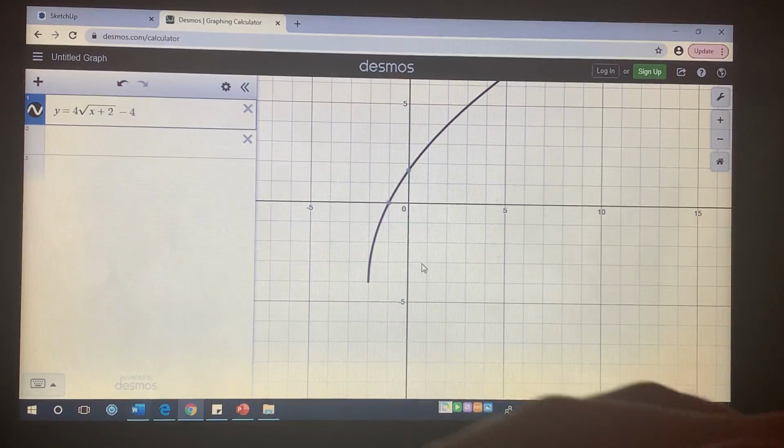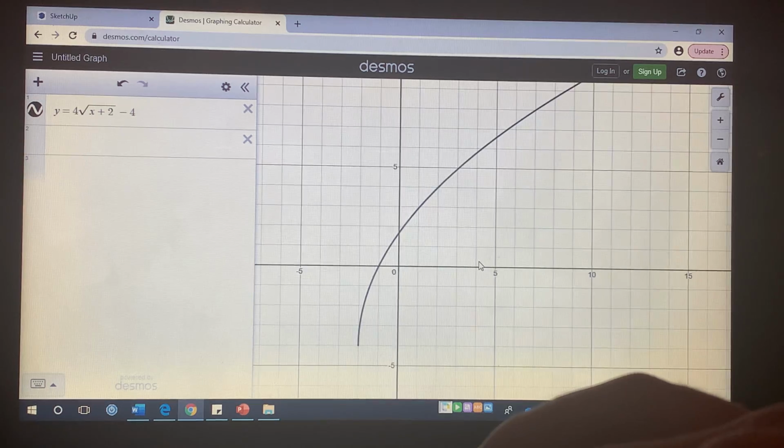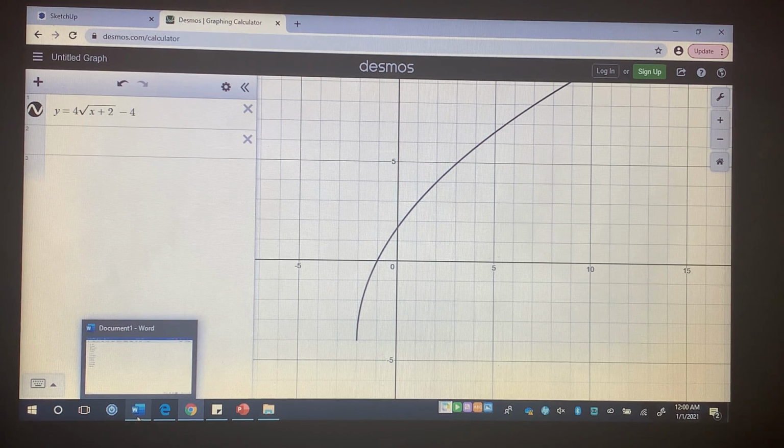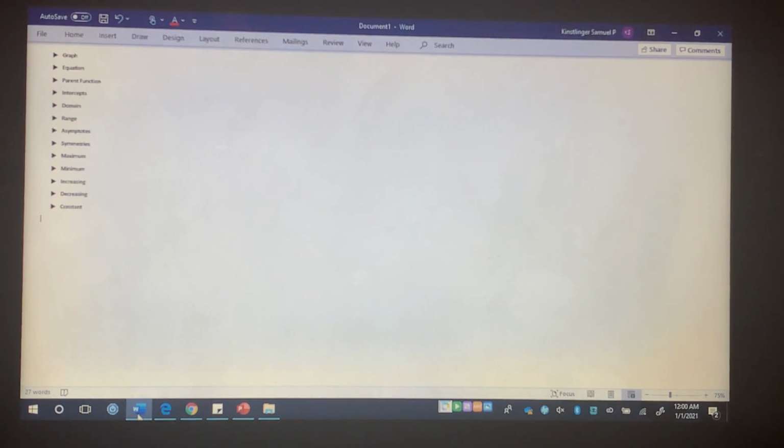Then the maximum is just going to be infinity, because it's always going to keep going up. It may not look like it, but no matter how high you go, if the x is increasing, the y is going to keep increasing.